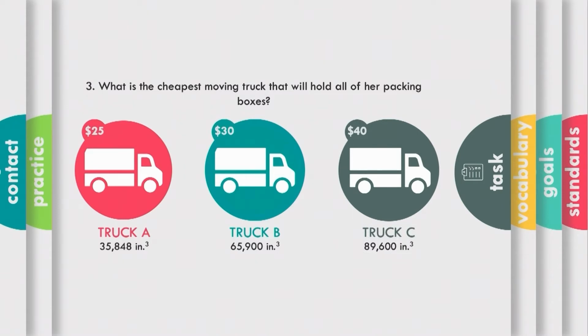As you can see here, truck A I can rent for $25, and it will hold 35,848 cubic inches of stuff. Truck B I can rent for $30, and it will hold 65,900 cubic inches of stuff. And the last truck, truck C, I can rent for $40, and it holds 89,600 cubic inches of stuff.